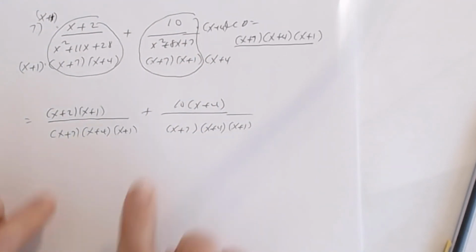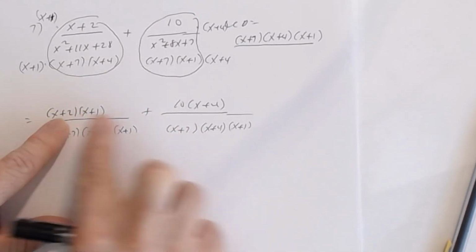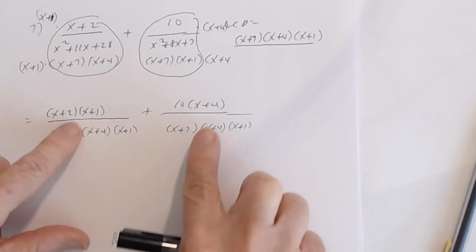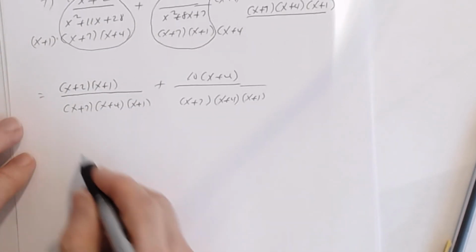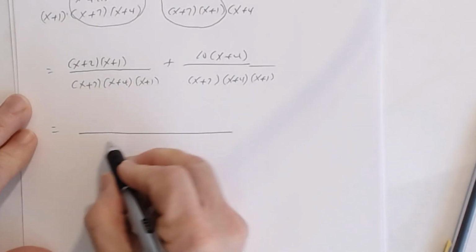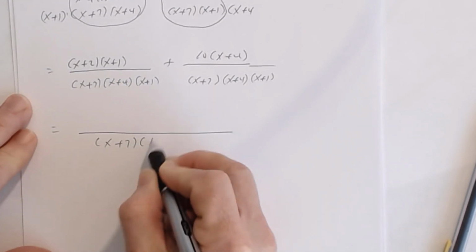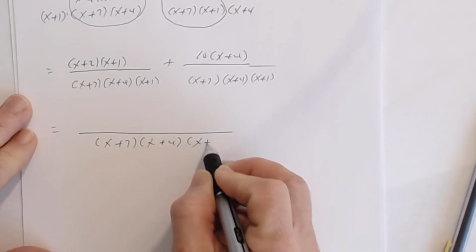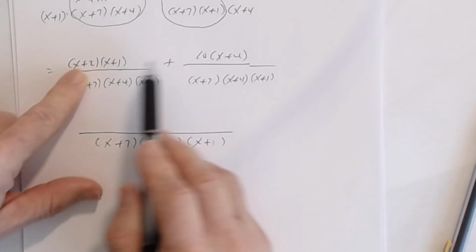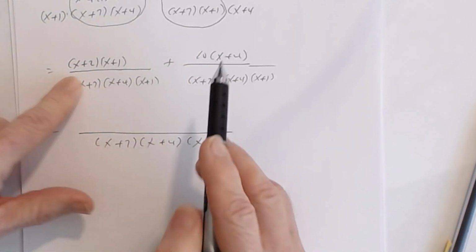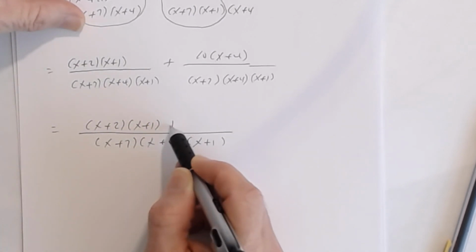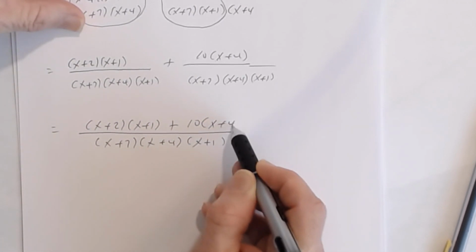All right, so notice this right here is different than what this looks. All right, so now I have two rational expressions with the same denominator. So I'm going to write it as one denominator now. So you're going to say x plus 7, x plus 4, x plus 1. And then you're going to say this numerator plus this numerator. So you're going to say x plus 2, x plus 1, plus 10 times x plus 4.